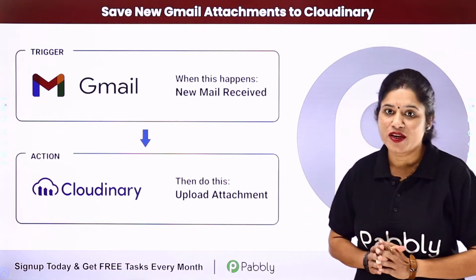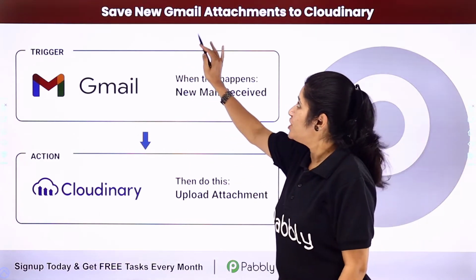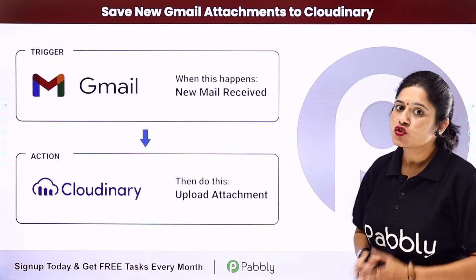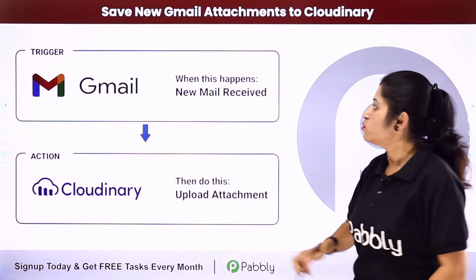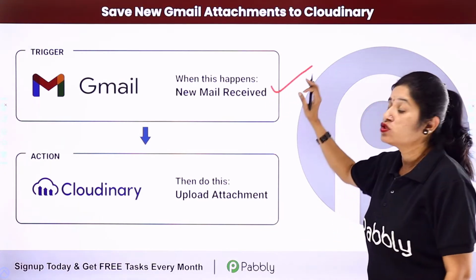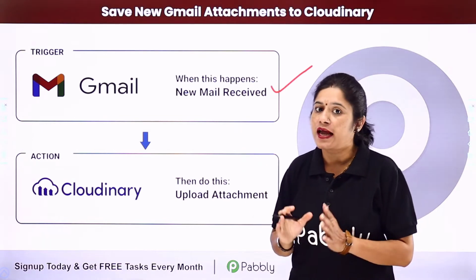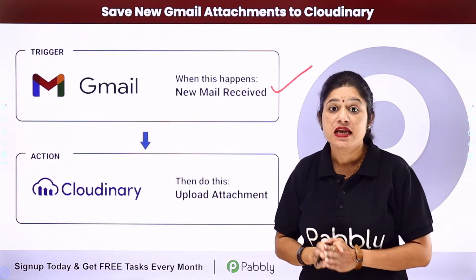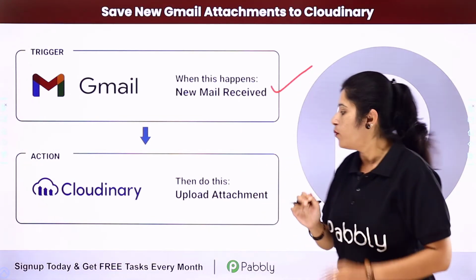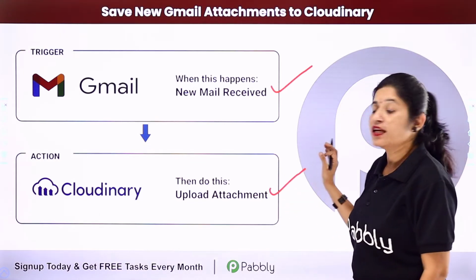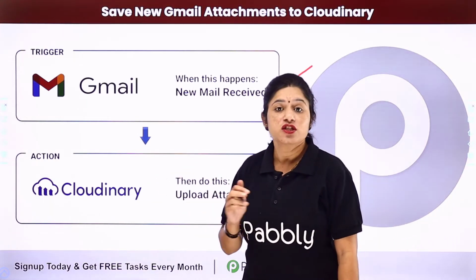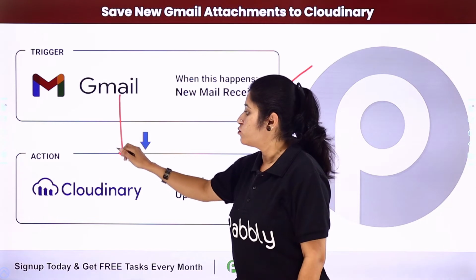In this video, we are going to learn how you can save new Gmail attachments to Cloudinary. So the idea here is that whenever you receive a new mail on your Gmail account and the mail contains some attachments or business related documents, then the same attachment should be uploaded to your cloud storage software application, that is Cloudinary. For that, you need to integrate your Gmail account with Cloudinary.